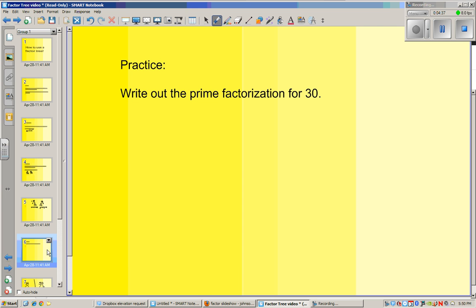Let's practice writing out the prime factorization for 30. So we're going to start with 30. And I'm going to use these factors. I'm going to use 3 and 10. Now 3 can't be broken down. It's a prime number, so I'm going to stop there.